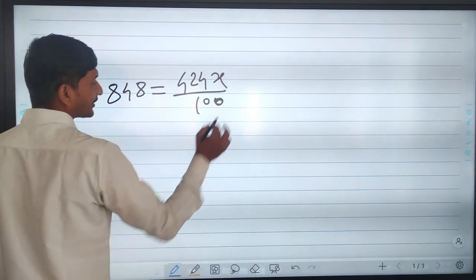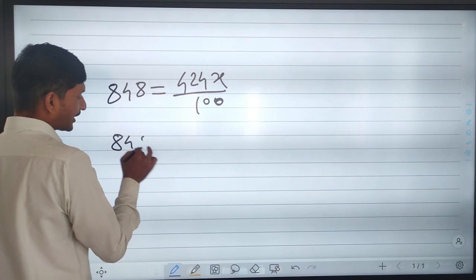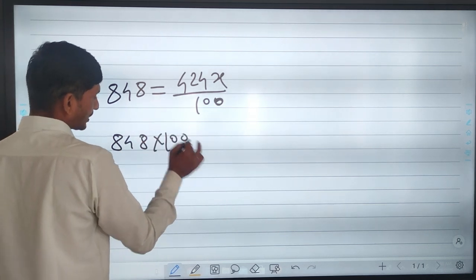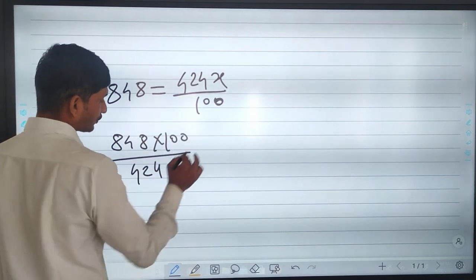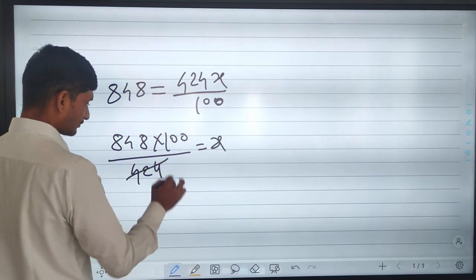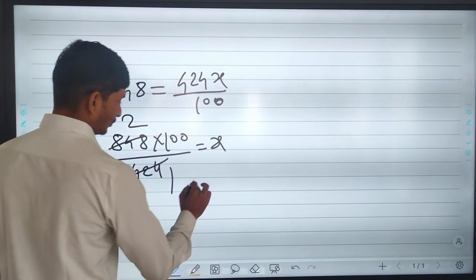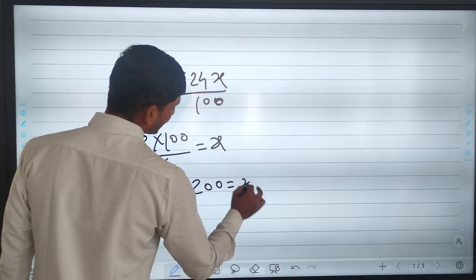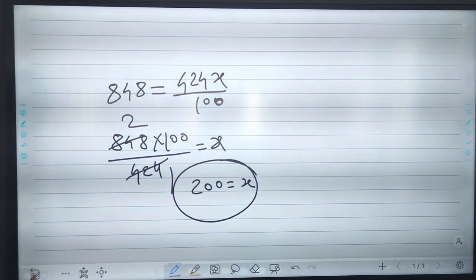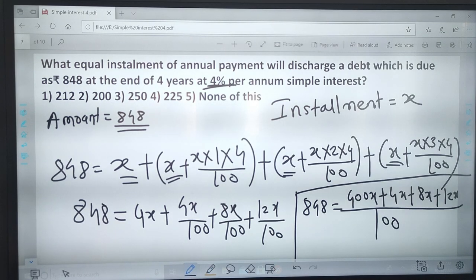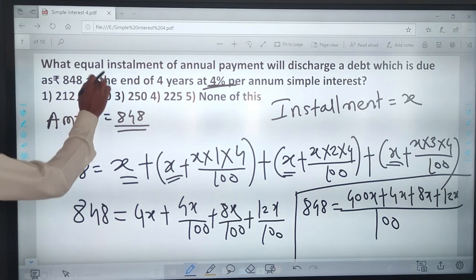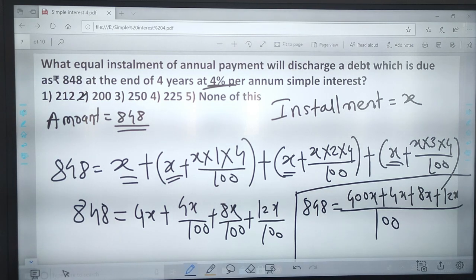Now we find the value of x. Then 848 into 100 divided by 424 is equal to x. Then here your value of installment is 200. This is the value of installment.